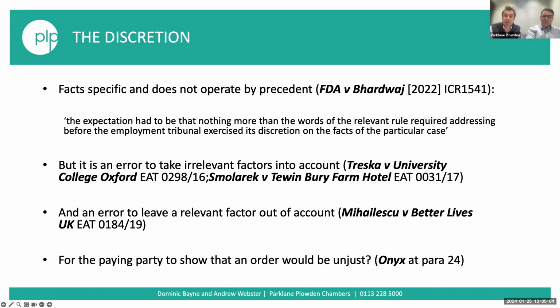On the other side of the coin, if the tribunal fails to take into account a factor which they should have done, then that also will be an error. So in the Better Lives case, the respondent had played a significant role in the running up of costs. That was not something that the tribunal referred to in their cost decision, but it was something that they should have taken into account. So that costs order didn't stand. The last thing that you want to do is to end up in the EAT on the issue of costs, because that entirely defeats the object of the exercise.